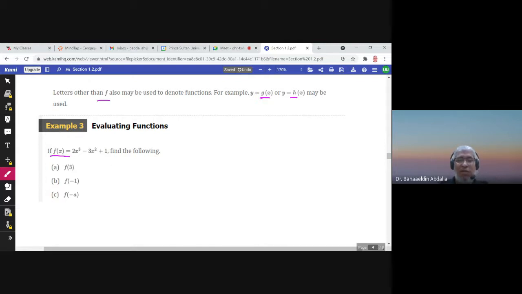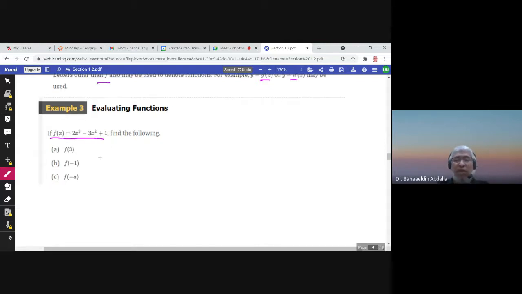This is an example. This is a definition of a function. Find f of 3. So to find f of 3, we just replace x by 3. So it would be 2 times 3 to the power 3 minus 3 times 2 to the power 2 plus 1, and we just use the calculator and find the answer. So it would be 2 times 27 minus 3 times 4, because 2 squared is 4, plus 1, so it would be 43. So f of 3 is 43.